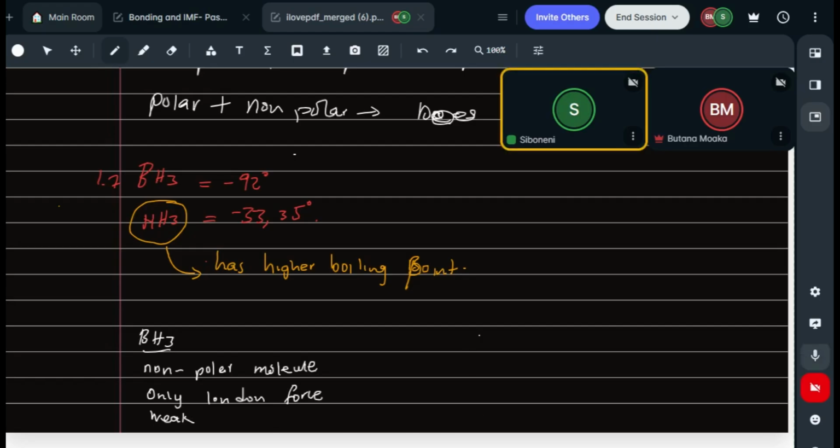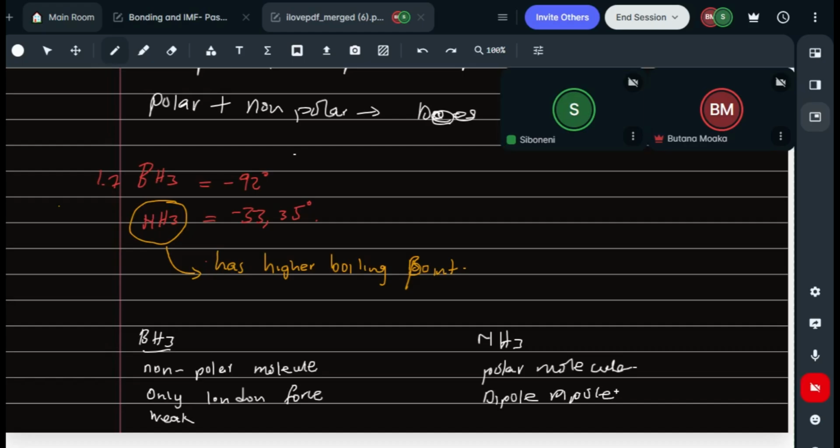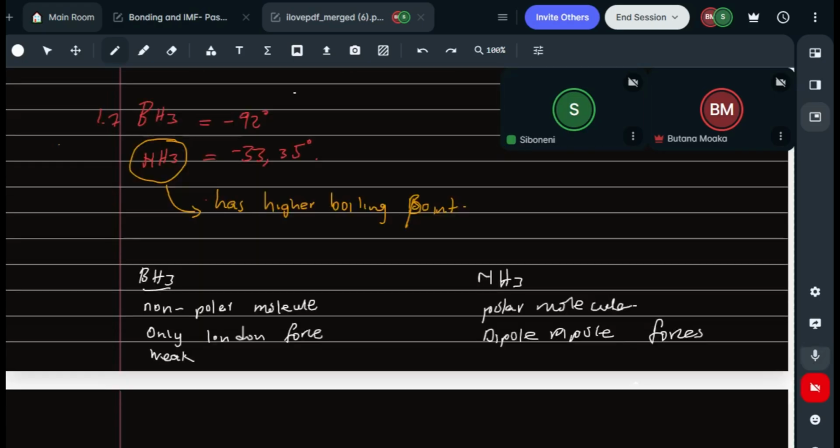And then the NH3, this one is a polar molecule. And then we're going to say it has dipole-dipole forces, né? Yes. And also it has what? Hydrogen bonds, né? So it also has hydrogen bonds. And then this one, we can say it's very strong. The NH3 is very strong.